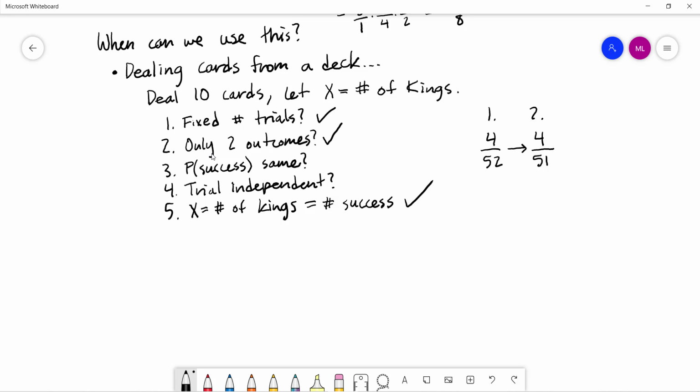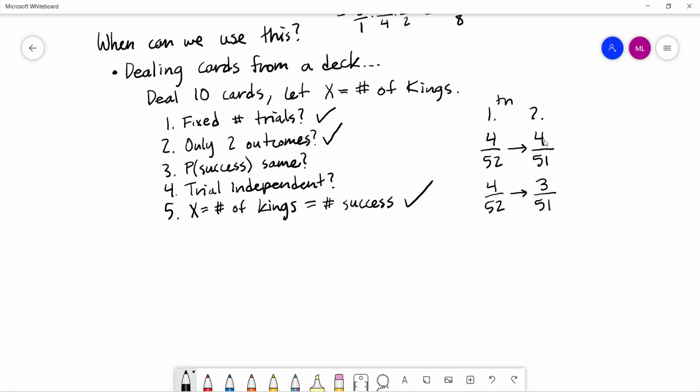Or maybe we went from 4 out of 52 the first time, and the first card we pulled was a king. And in that case, how many kings are left the second time? Well, we're down to only 3 kings. But again, there's also only 51 cards left. In both cases, the probability of success is changing from one trial to the next.